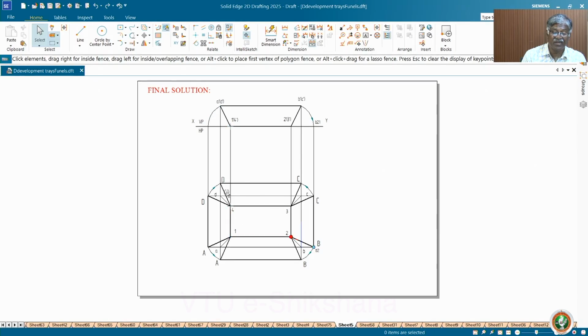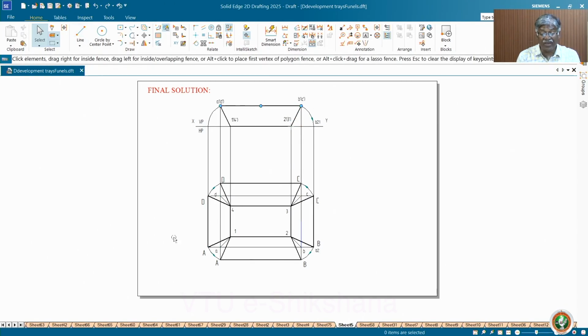This is the base and this is the corresponding lateral surfaces, placed on the flat surface. And see, I have maintained the original top and front views, the top view very light, so that you can see the dark lines for the development. So this is how you complete the problem of the tray with the same height.